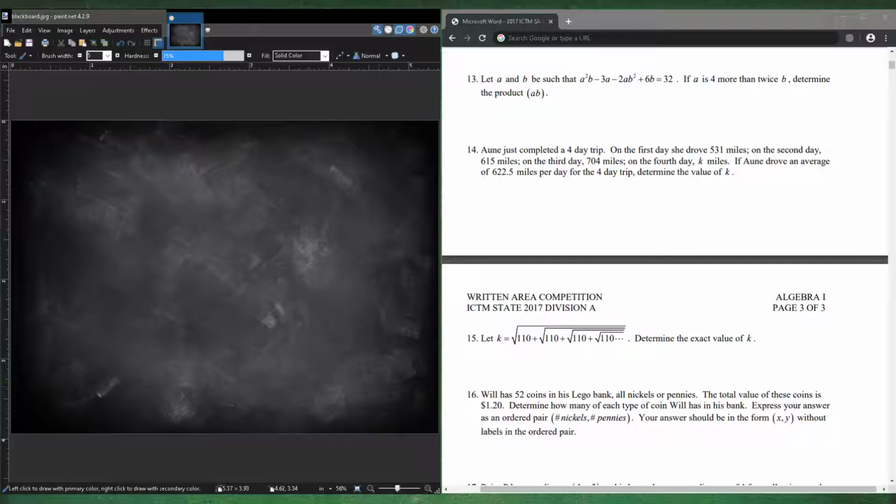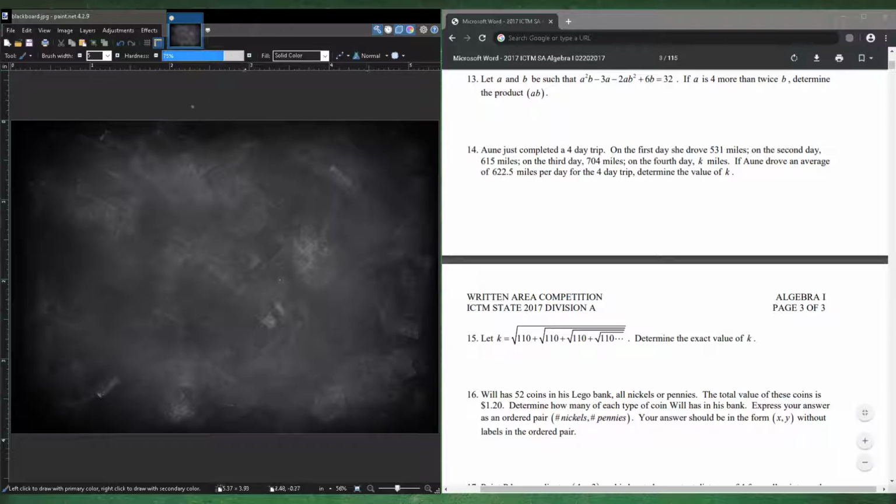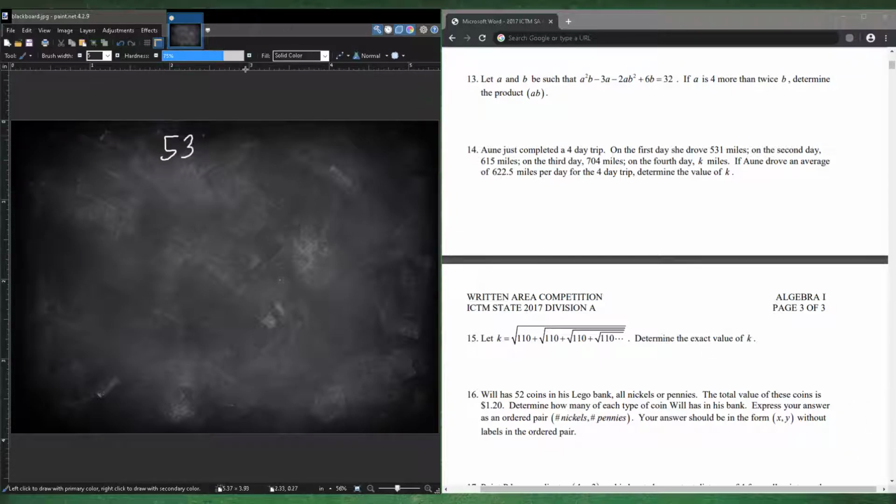Number 14. On just completed a 4-day trip. On the first day, she drove 531 miles. On the second, 615. On the third, 704. And on the fourth, K. If she drove an average of 622.5 miles per day for the 4-day trip, determine the value K. Okay, so this is just a simple average question. So you have 531 and 615 and 704 and K, right?